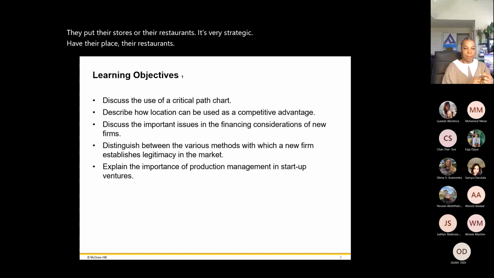We're going to talk about issues concerning financing as a new business, what type of financing you should have available. Discuss how you can present yourself as being legitimate. For example, if you have a post office box as an address, that doesn't look legitimate. It looks sketchy. And then production management in startup. We're going to talk about what that looks like.